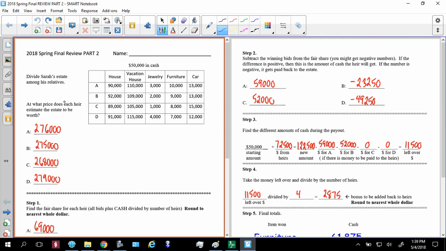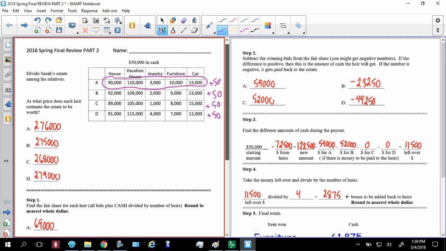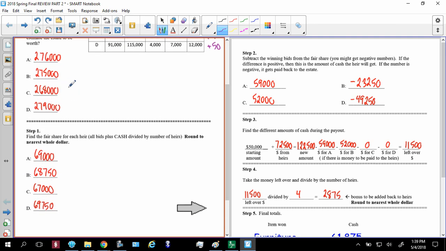All right, so what price does each heir estimate the estate to be worth? Now, if you remember, you're going to take all of this information and add it together. But don't forget about the $50,000 in cash. That should be $50,000, but I ran out of room. So you are going to add $50,000 to each heir to get the overall price tag of the estate. Now, in order to go from this step to this step, you are going to divide by 4.